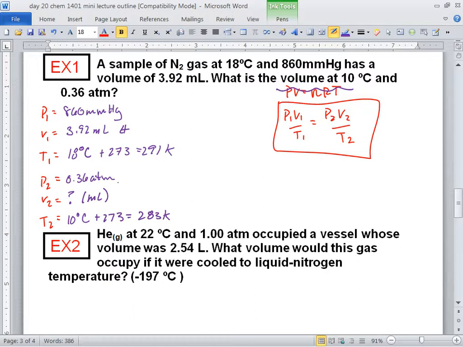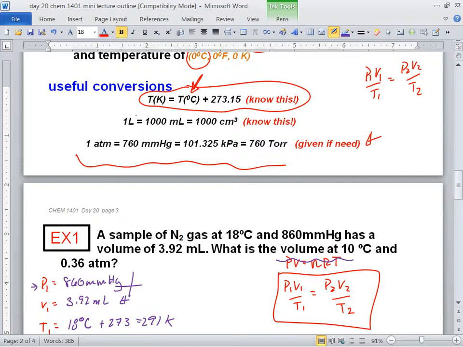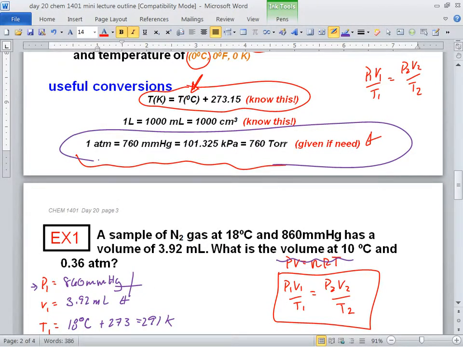Yeah, the pressure. Okay, let's let Lauren pick. Lauren, do you want to mess with atmospheres or millimeters of mercury? We've got to pick one or the other, right? She wants to mess with atmospheres. So let's leave this one alone and convert that one into atmospheres. How do we convert, Tanya, that thing to atmospheres?